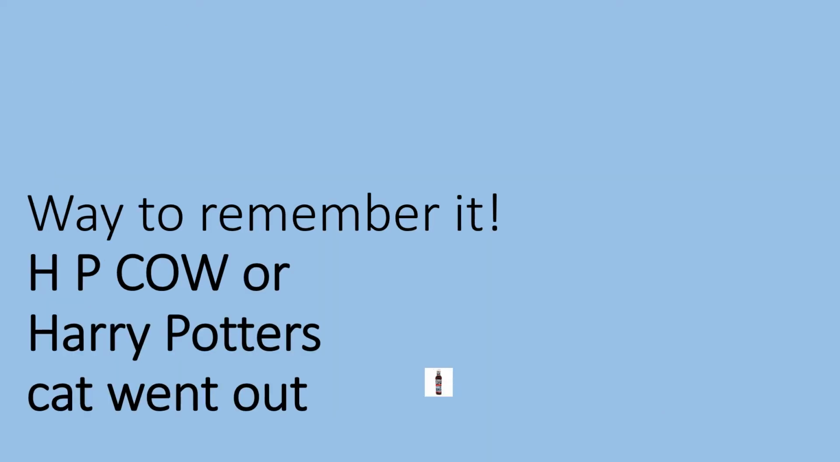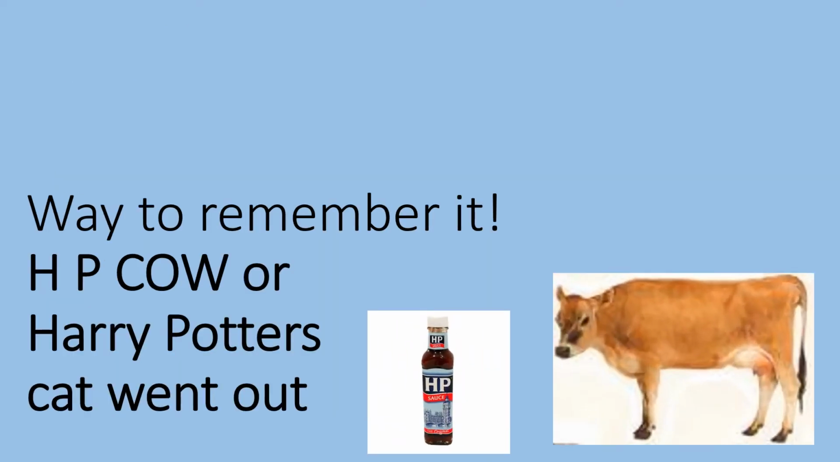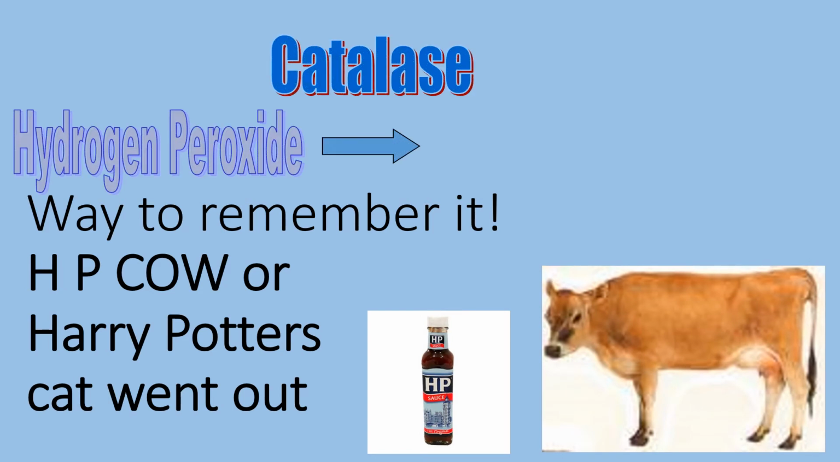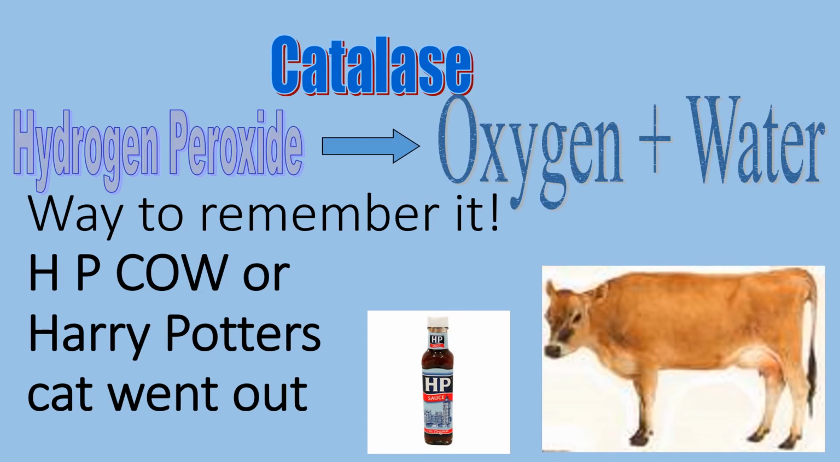So a way to remember this is either HP-Cal, so hydrogen peroxide, with the enzyme catalase goes to oxygen and water. So hydrogen peroxide is obviously your substrate, catalase is your enzyme, and oxygen and water would be your products. Or you can remember it, which is my favourite way, as Harry Potter's cat went out. So hydrogen peroxide, catalase, and then water and oxygen.